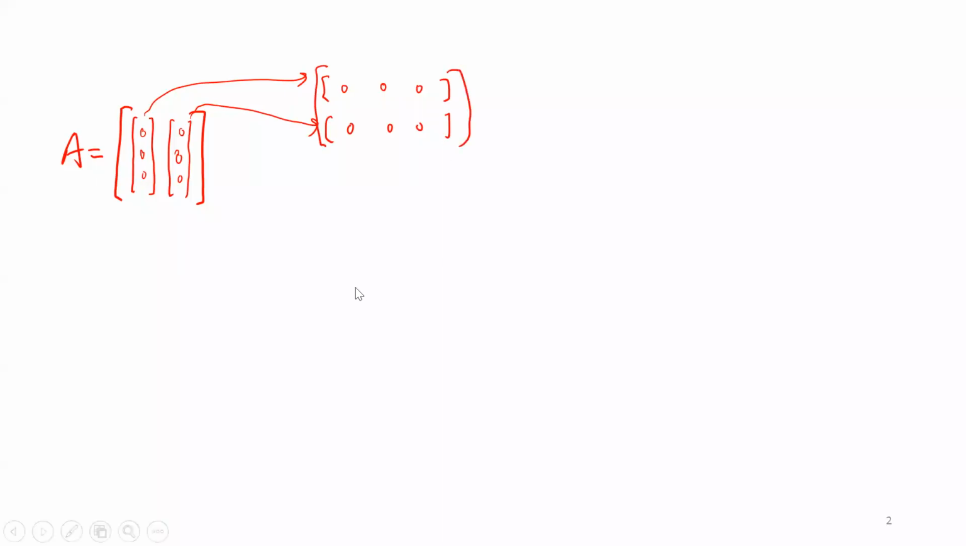Originally I have this matrix A, which is a 3 by 2 matrix. After taking the so-called transpose, I have this 2 by 3 matrix. So columns become rows. It's that simple. For transpose, we use the notation A^T. So this 3 by 2 is A, and this 2 by 3 is A^T.